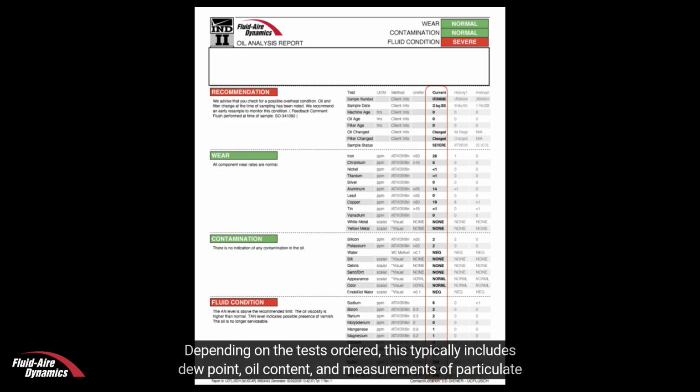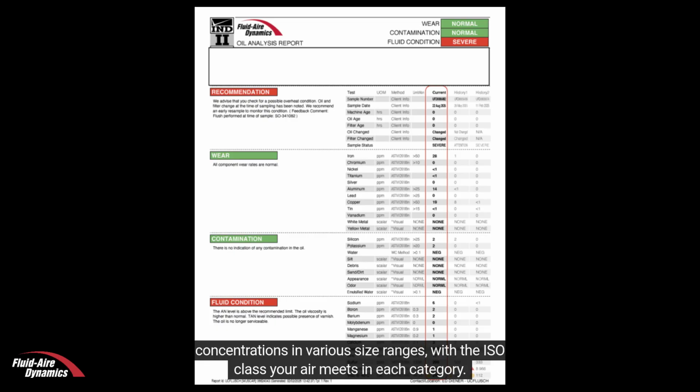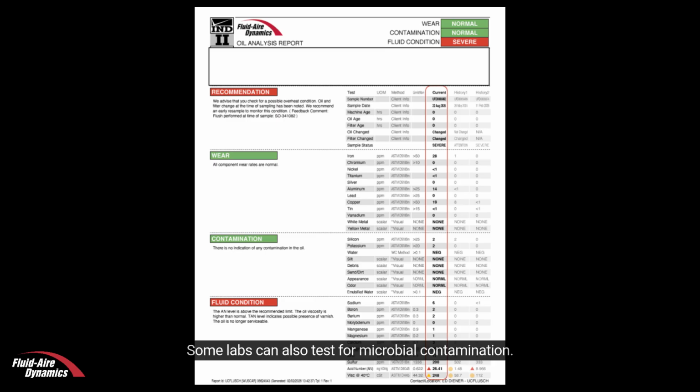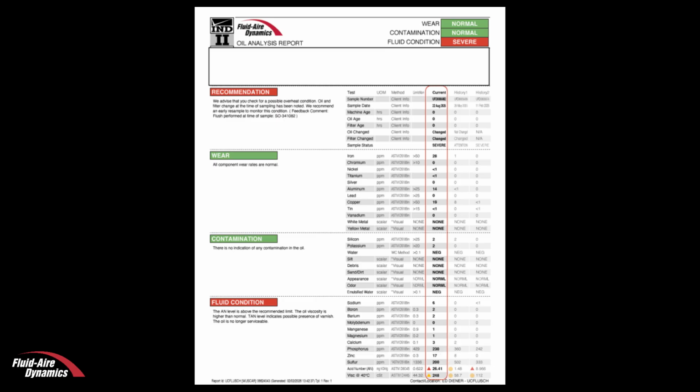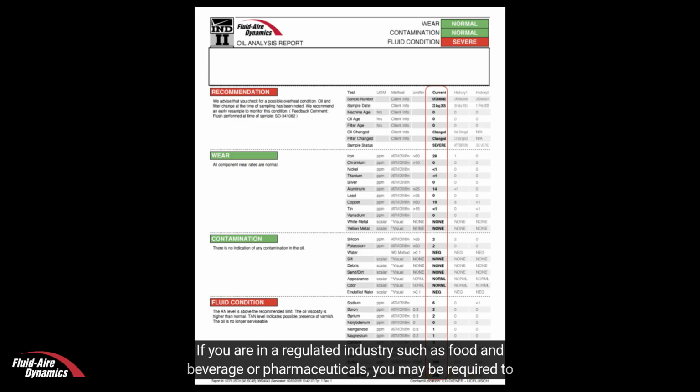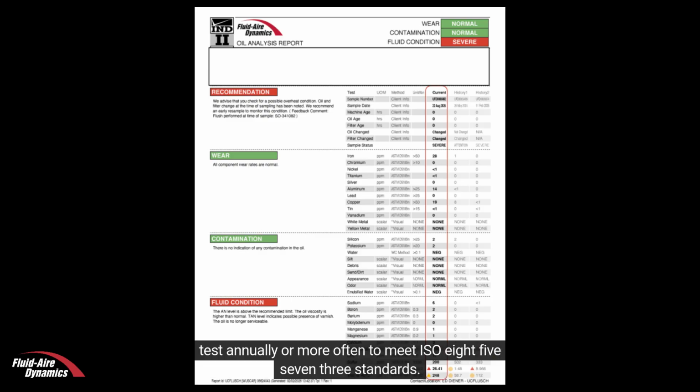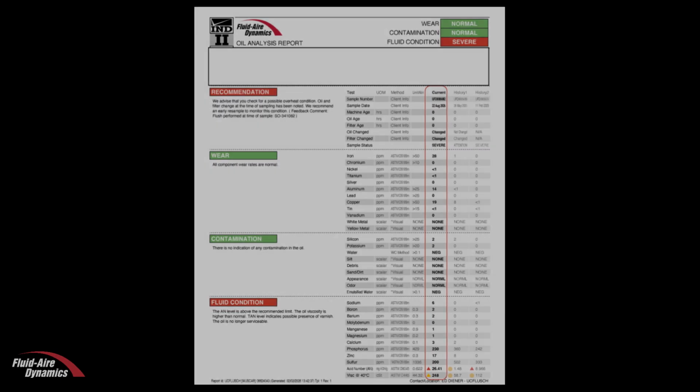Depending on the tests ordered, this typically includes dew point, oil content, and measurements of particulate concentrations in various size ranges, with the ISO class your air meets in each category. Some labs can also test for microbial contamination. If you are in a regulated industry, such as food and beverage or pharmaceuticals, you may be required to test annually or more often to meet ISO 8573 standards.